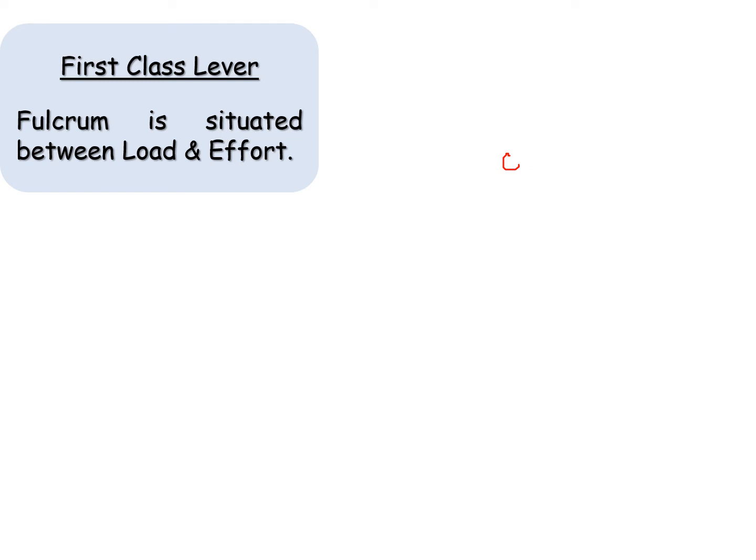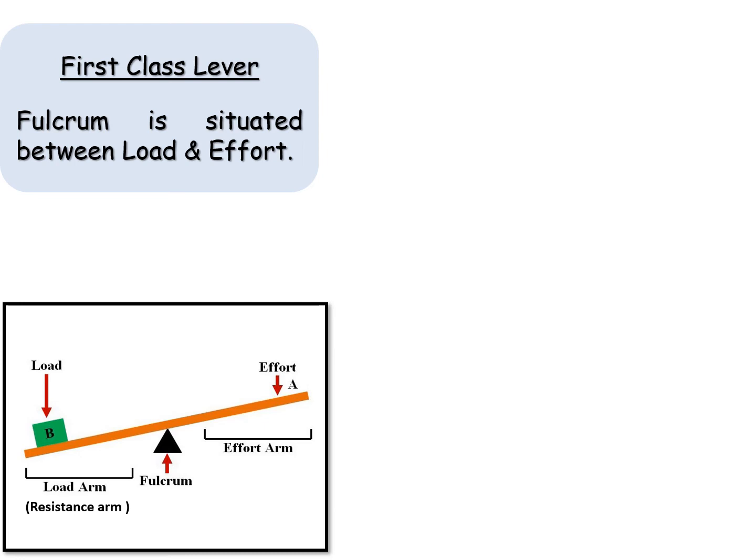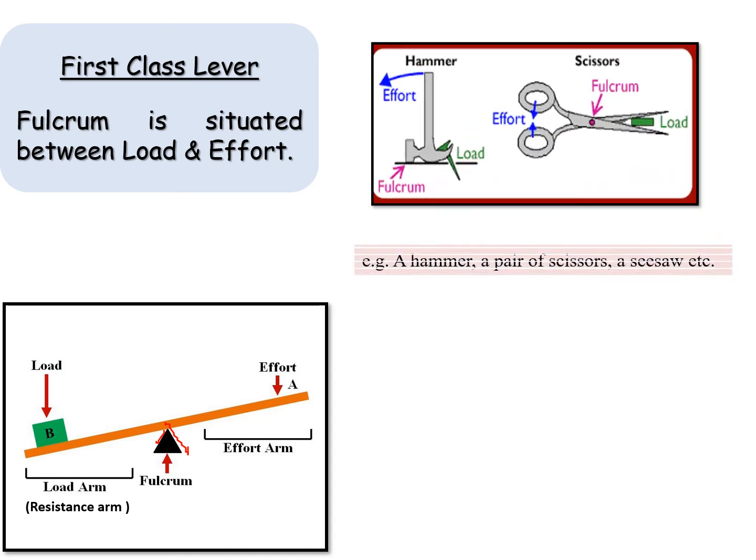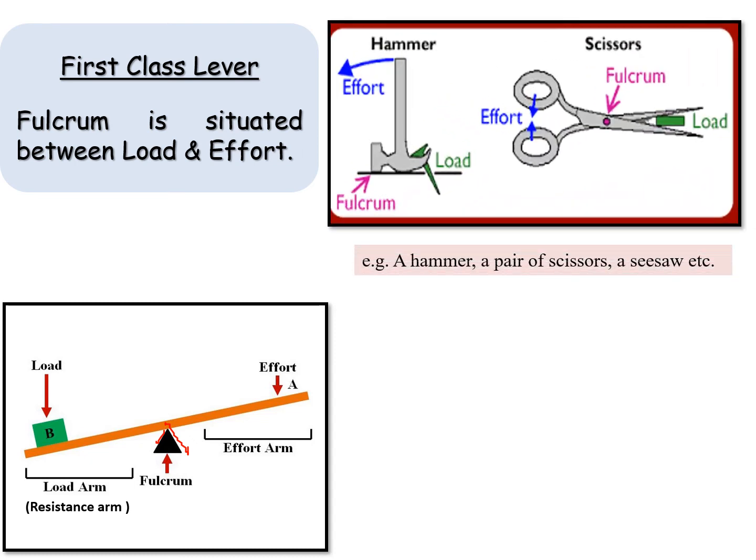What is the arrangement for the first class? For the first class, the fulcrum is in between the load and the effort. So here is the fulcrum, here is the load, and here is the effort. An example of this is a hammer or a scissor.